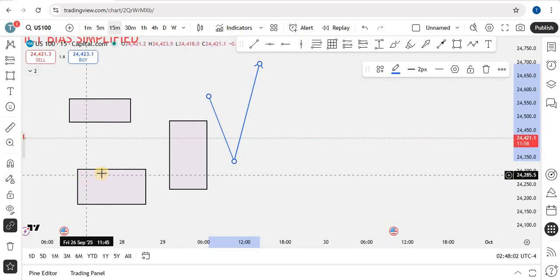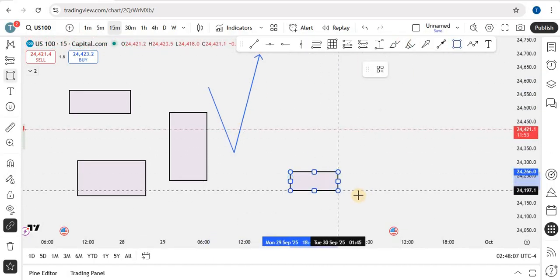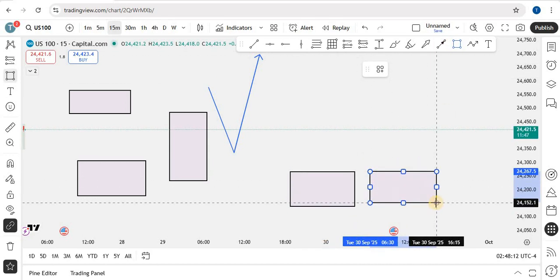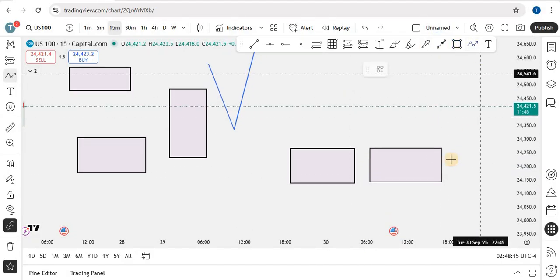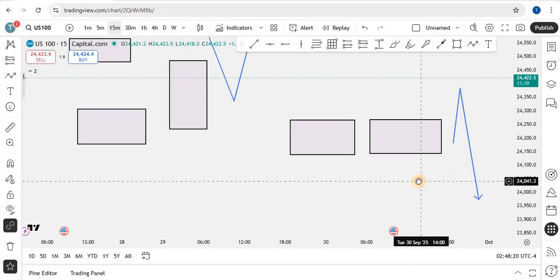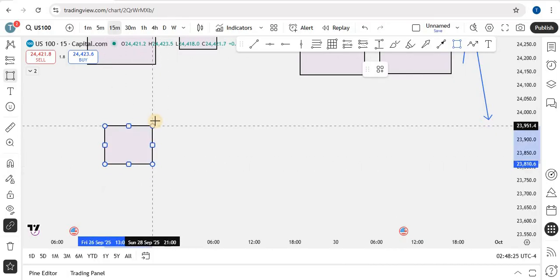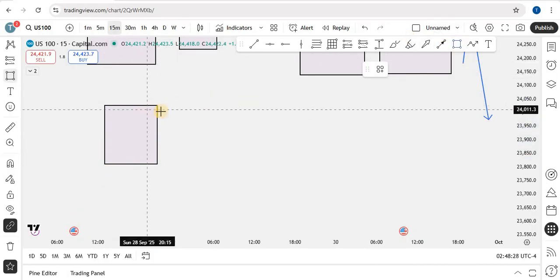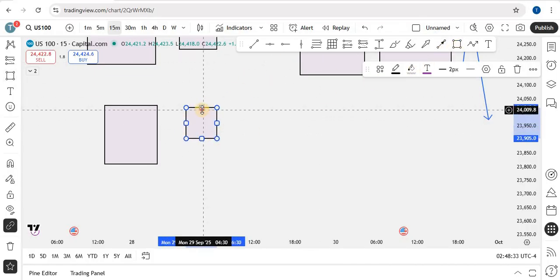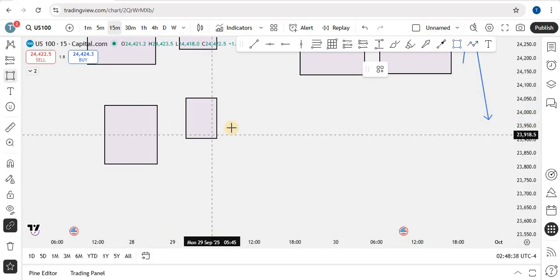Then third scenario we have Asia consolidate, London also consolidate, and then New York took liquidity, purge of one side, and then reversal. Number 4 we have Asia expansion, London consolidate and took liquidity in that consolidation of one side, and then New York reversal.